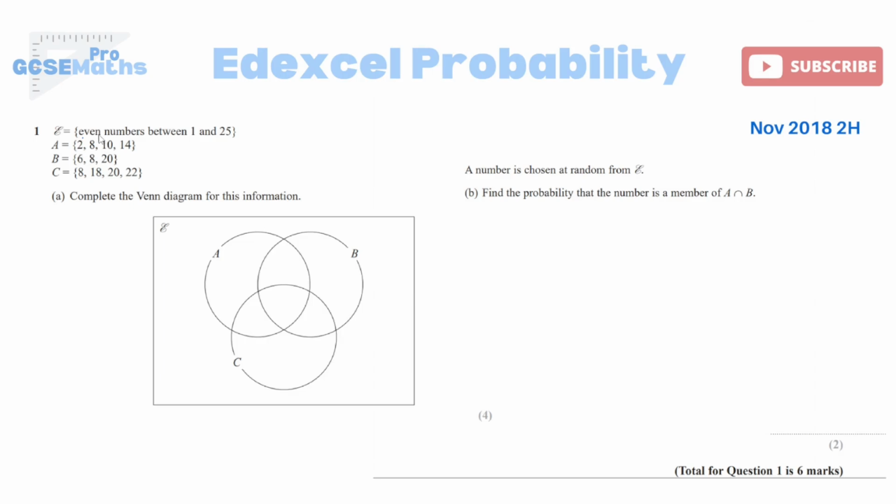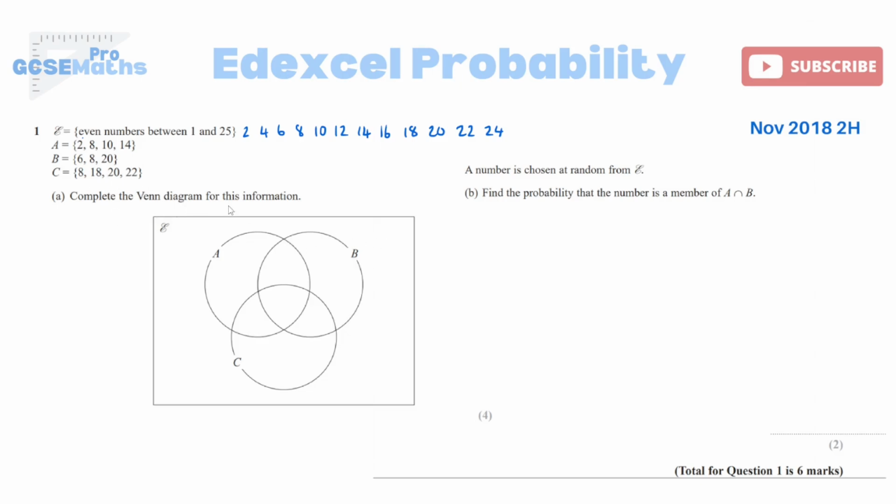So in this case, we've been told that the universal set, or all the numbers inside the Venn diagram, are even numbers between 1 and 25. Now, sometimes they list out the numbers that are in the universal set already. In this case, they haven't listed them, so I'm going to actually do that myself so that we can then go through and cross them off. So that would be 2, 4, 6, 8, 10, 12, 14, 16, 18, 20, 22, and 24. Then more specifically, we've got set A has 2, 8, 10, and 14, set B is 6, 8, and 20, and set C is 8, 18, 20, 22.